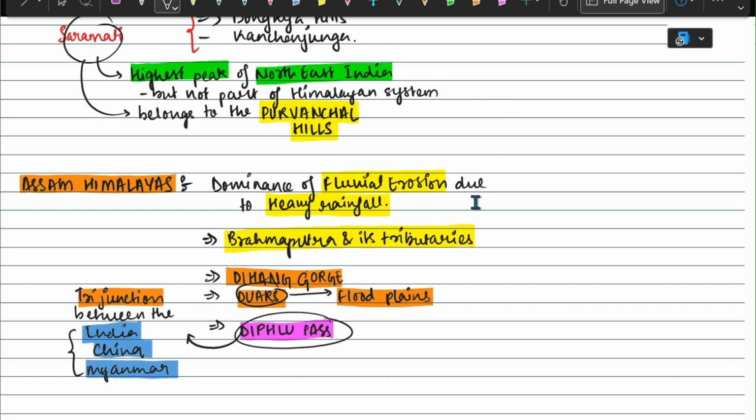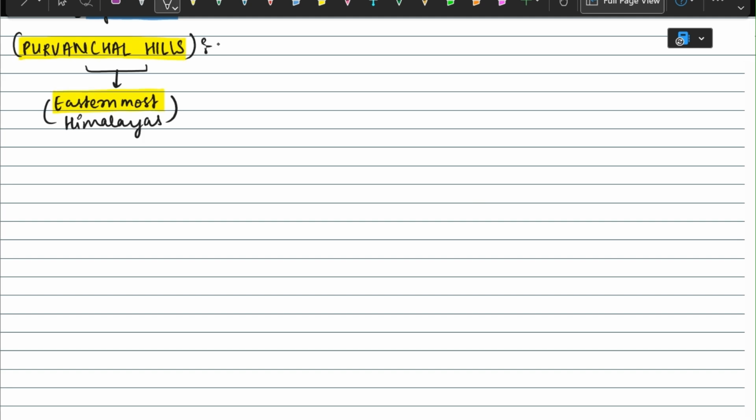Then let's talk about the Purvanchal Hills, that is the easternmost Himalayas. This region is where the Himalayas sharply turn southwards and then stretch into the northeast. I'll just make a quick map for better understanding.